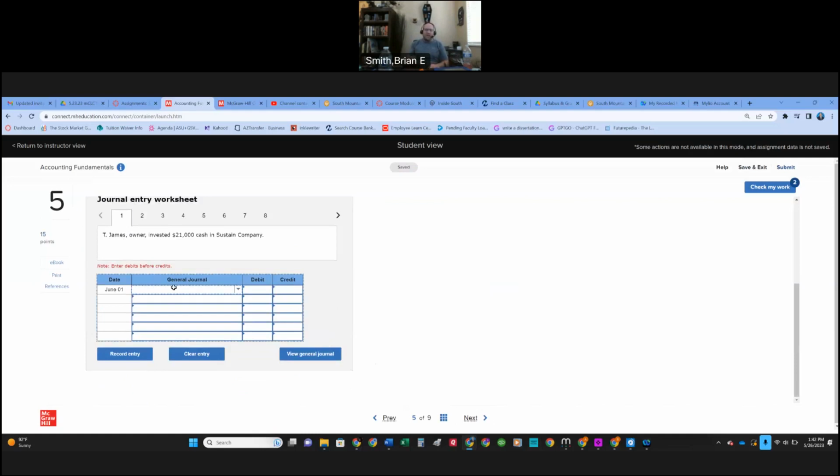$21,000. Let's analyze this transaction. We're getting cash as the company, and the owner is investing. So the owner's equity is increasing. So is the cash. Cash is an asset. Cash is listed first because it's going to be our debit, because that's what increases an asset. We're also going to see T. James Capital increase in its normal balance as a credit. So we're going to increase it using a credit.